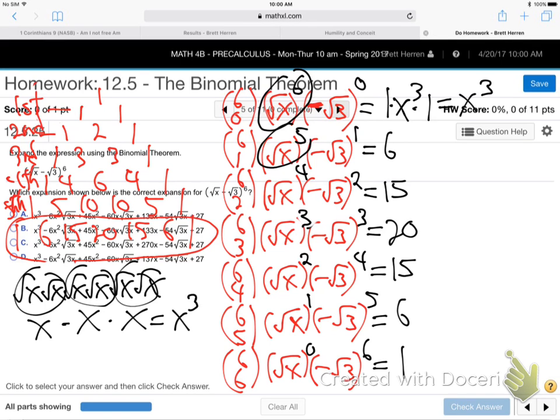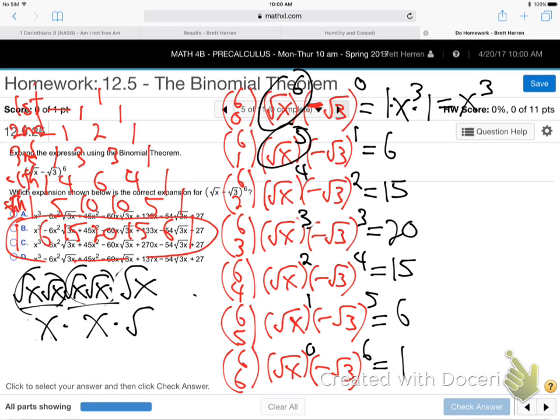Now, what about root of x to the 5th power? You've only got 5 of them now. The first 2 root x's become a plain x, the next 2 root x's become a plain x, but the 5th one has to stay as it is because there's not 2 of them. So it ends up being x squared root x. That makes sense? Yeah, that's how they write it. You could also write it as x to the 5 halves, that's the same thing. On a test, I would be fine either way. But it looks like they're writing x squared root x, so I'll do that too. Times minus root 3.